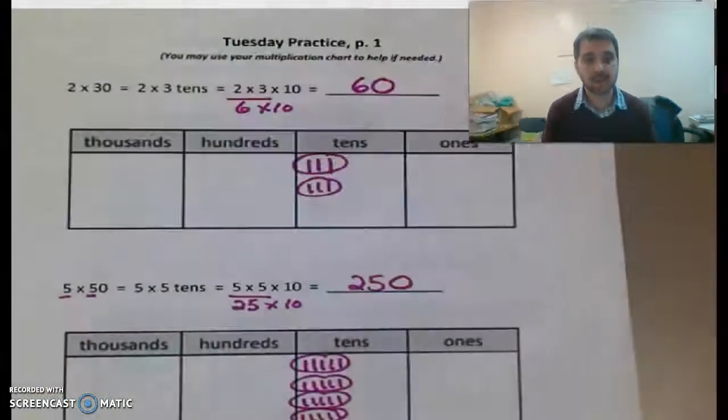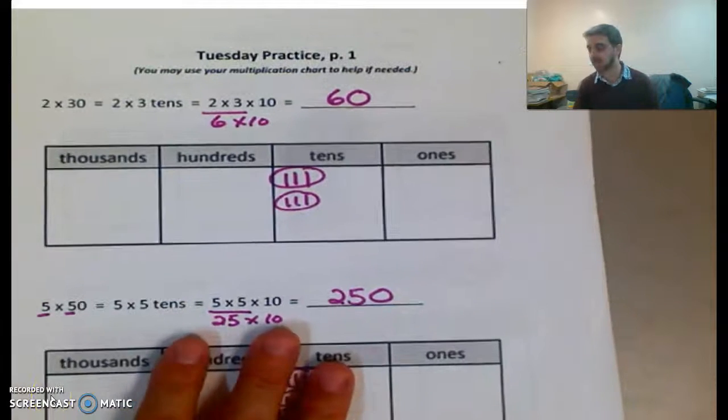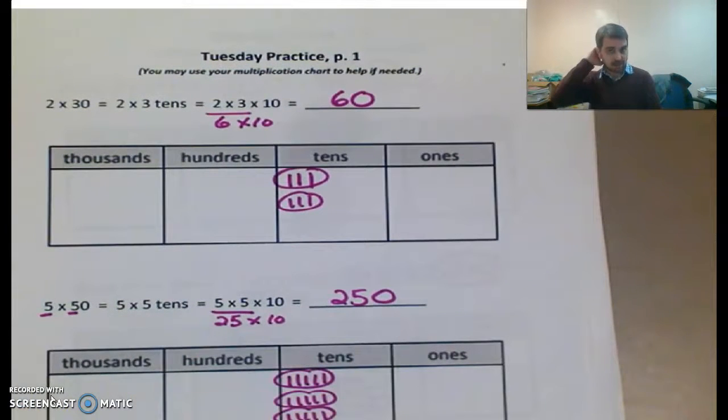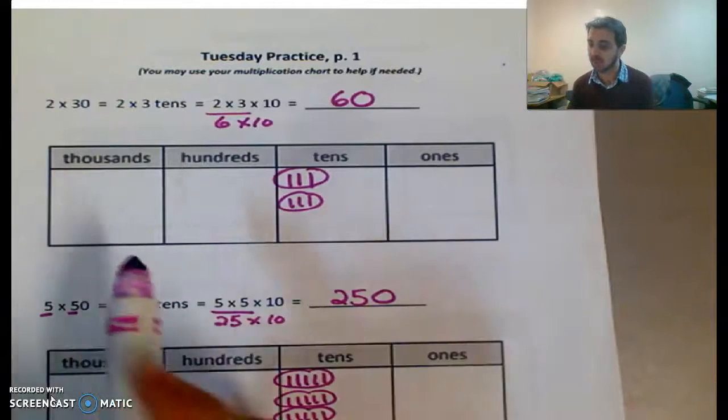So yesterday we were multiplying by multiples of 10, like 3 times 60, things like that, okay? So let's take a look and see how you did. This is the Tuesday practice from yesterday. Here are the answers that I got. Hopefully you got the same thing, or hopefully I got the same as you.